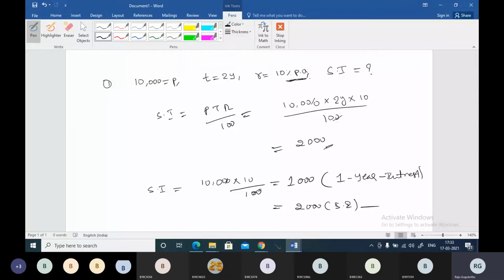That we will see in tomorrow's class. We'll have wonderful shortcuts in compound interest also. I hope you are getting this. 10% of 10,000 will be the simple interest, boss. So 1,000 rupees is the simple interest for one year. Okay, you can make a note of this.